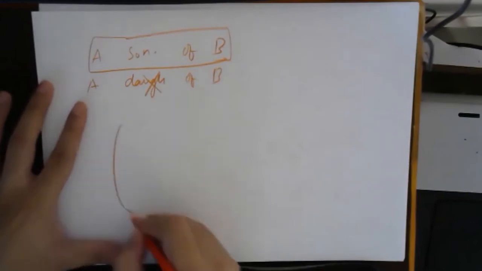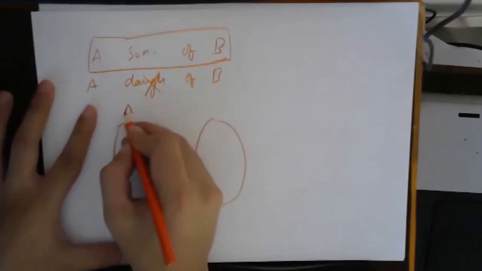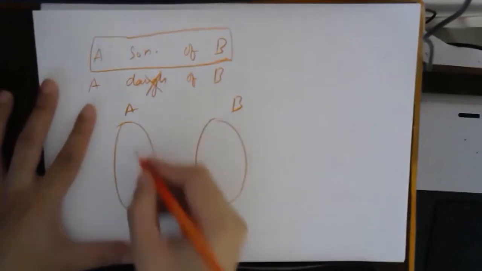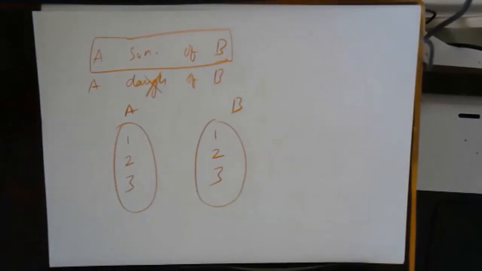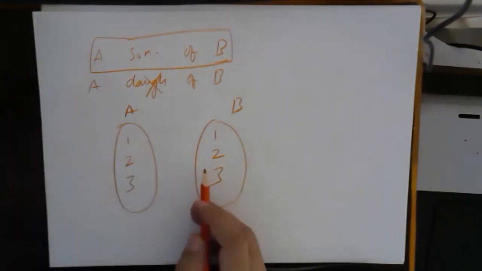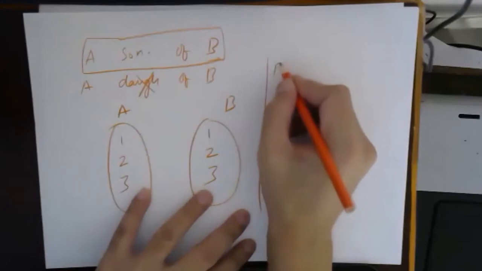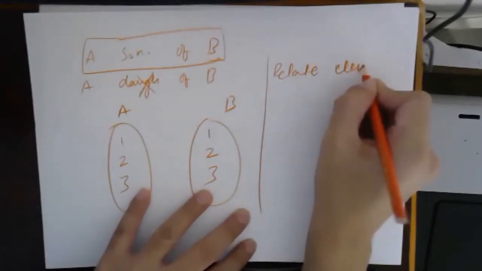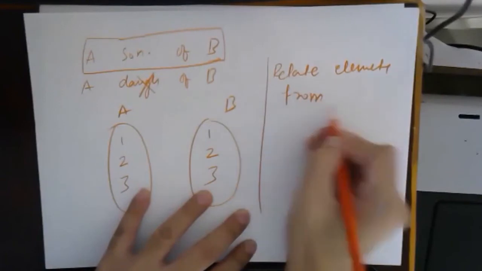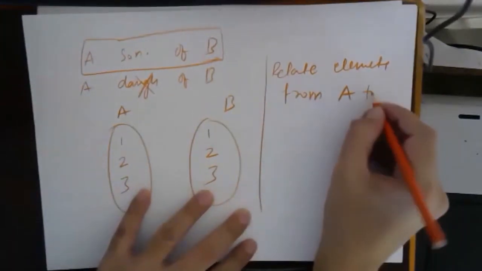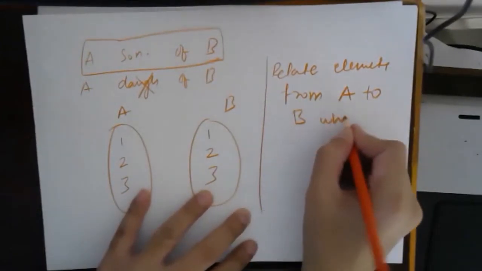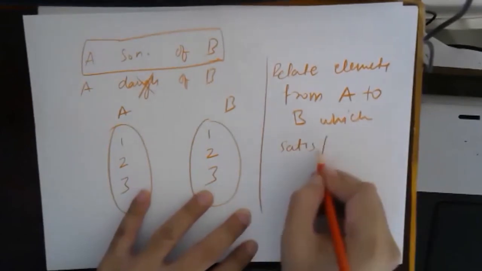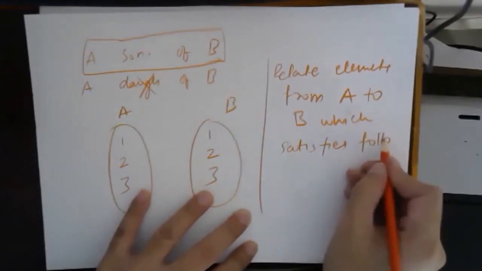Suppose you have 2 sets. In terms of sets, suppose you have sets A and B. Set A has 1, 2, 3. Set B also has 1, 2, 3. Now I'm saying that suppose I want you to relate elements of A to B, which satisfy the following property.